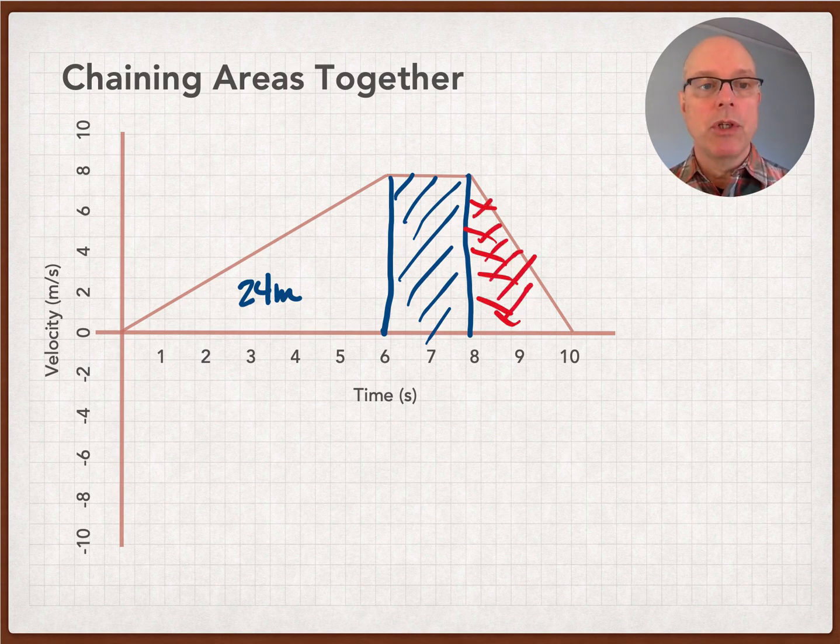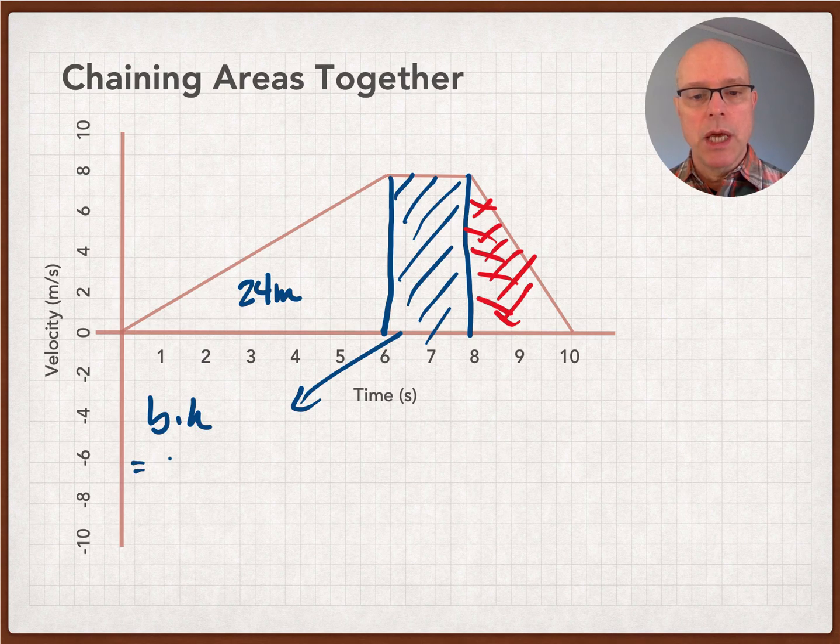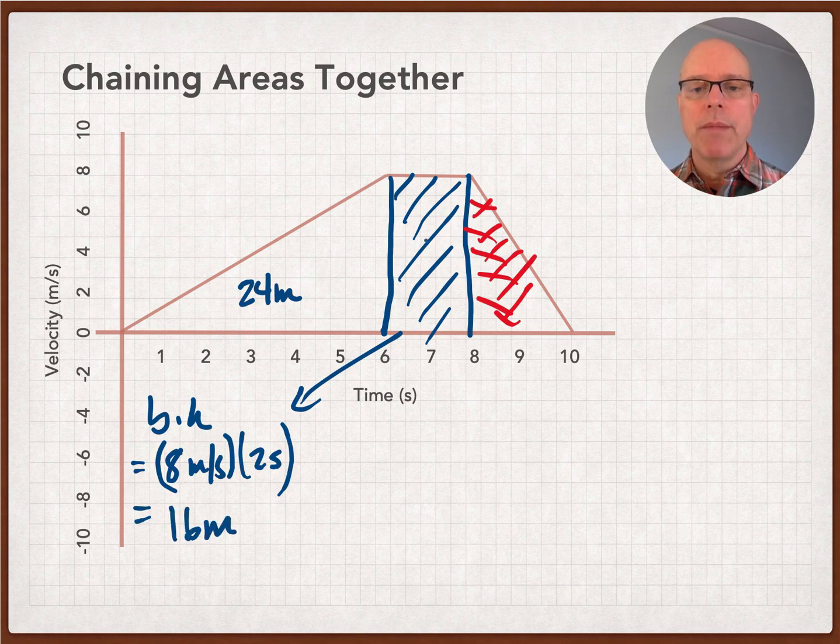It's just going to be what you get when you add all the things together. So just use what you know from geometry. If you have a box, the area equals base times height. So the area of this middle shape is going to be, let's see, 8 meters per second. That's the height times the base is 2 seconds. And I get that she moves 16 meters during that middle section.